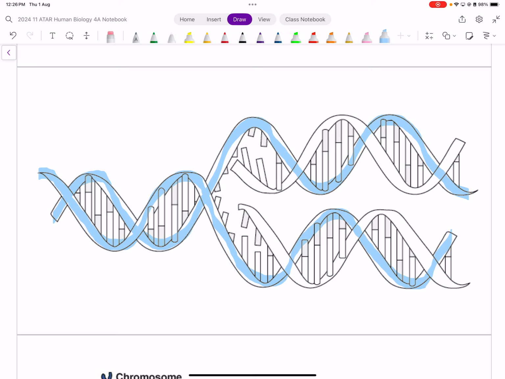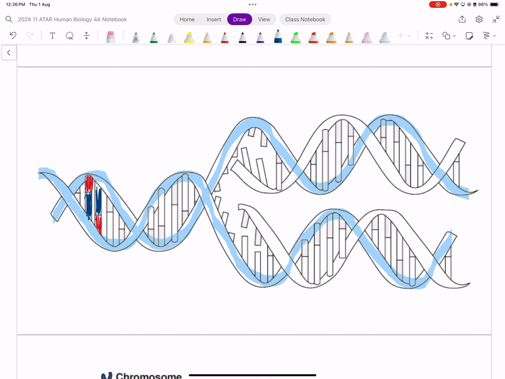Within these strands, I'm not going to highlight them, but maybe I'll just introduce a little bit of colour. We have all of our nucleotide bases. So maybe if I just draw some in here, we can see that our nucleotide bases pair up with one another. That isn't going to change.